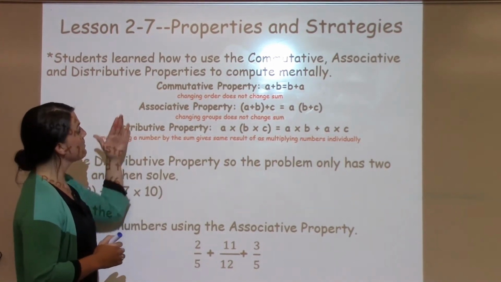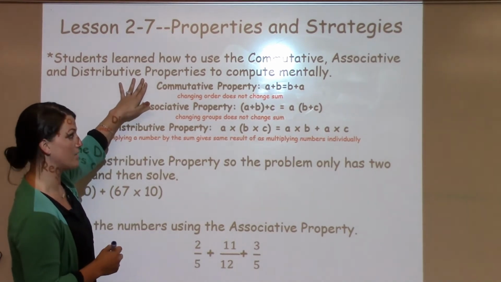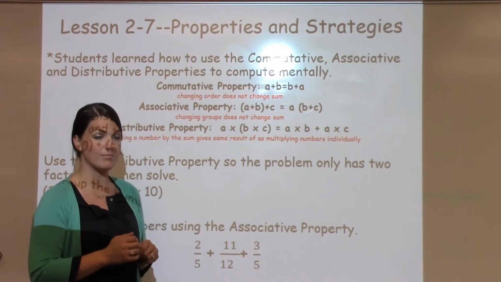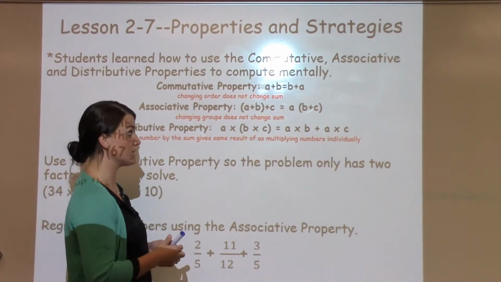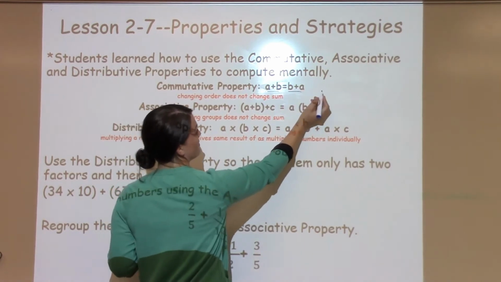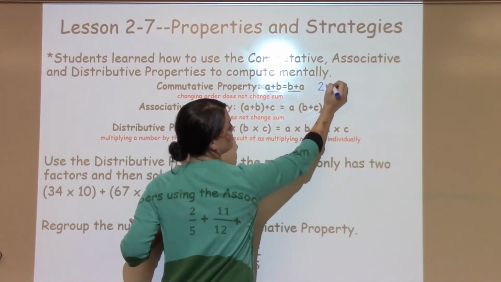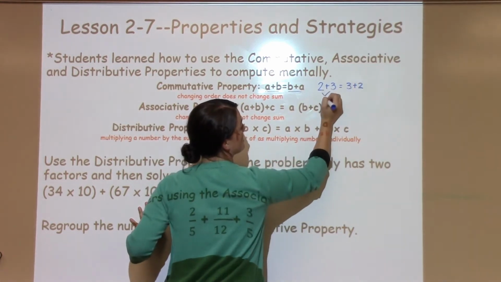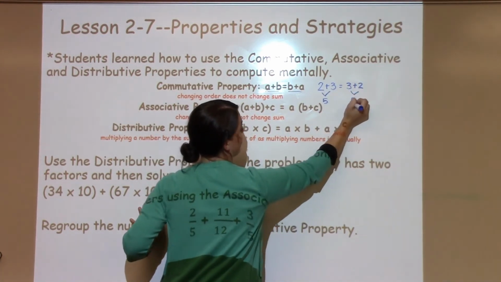So the first property that they learned was the commutative property, which just tells them that changing the order of an addition or multiplication problem does not change the answer that they get. So for instance, a plus b is the same thing as b plus a. With numbers, 2 plus 3 is the same thing as 3 plus 2. Their answers are both 5.